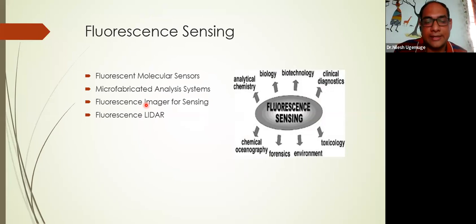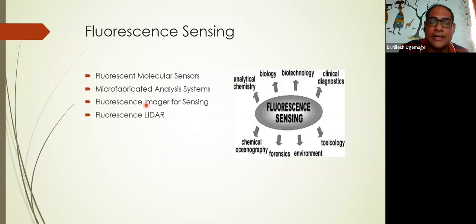Forensic science, you know, right? Whenever there is a murder or something like that, the report goes to the forensic department. What they are doing? They are using a lot of fluorescence spectroscopy. Also, they are using it for analyzing the samples.